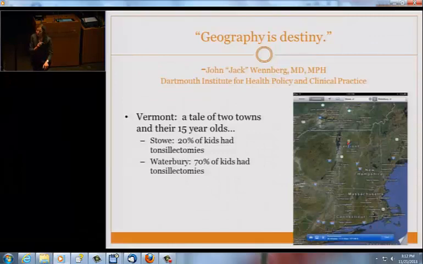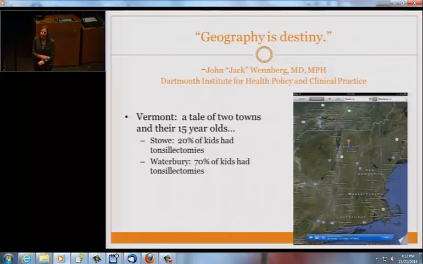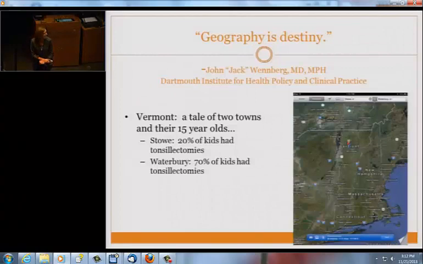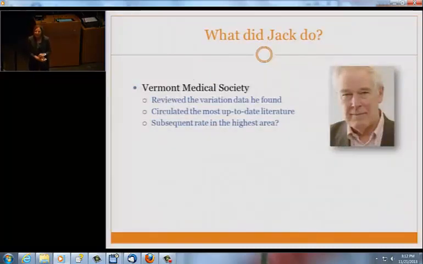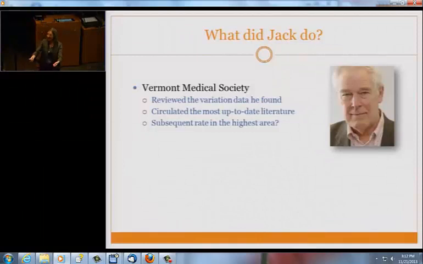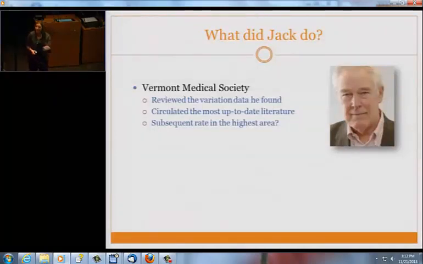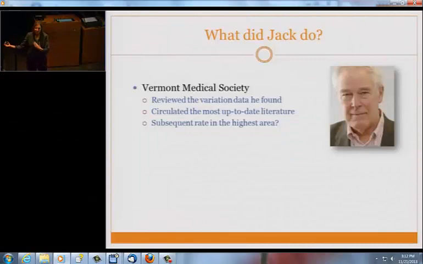What he found was it was a difference in sort of training and local philosophy of the ear, nose, and throat specialists and the pediatricians that were practicing in both of those towns, okay? So he did something interesting. He went to the Vermont Medical Society. He reviewed the data. He said, here's our performance data for tonsillectomies, okay? These are our rates of tonsillectomies in Waterbury and Stowe. He circulated the most up-to-date literature. This is the evidence for doing tonsillectomies. And then what do you think happened to the tonsillectomy rates?